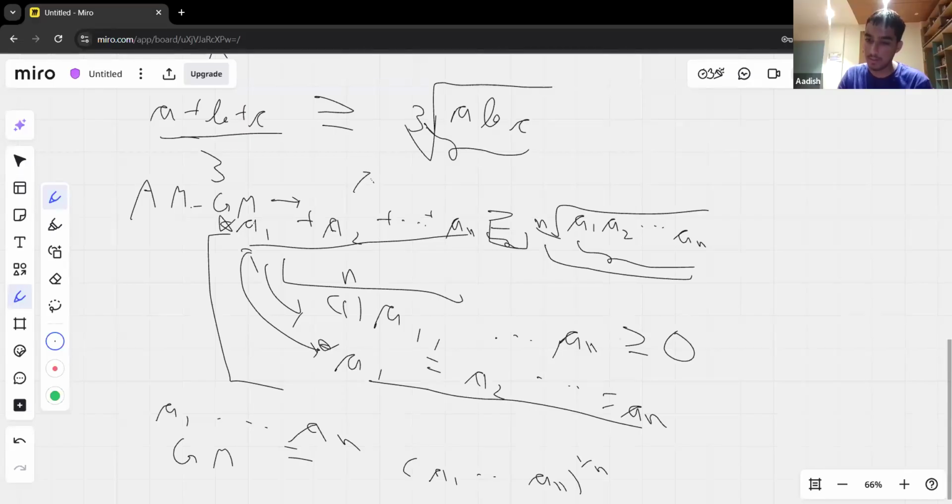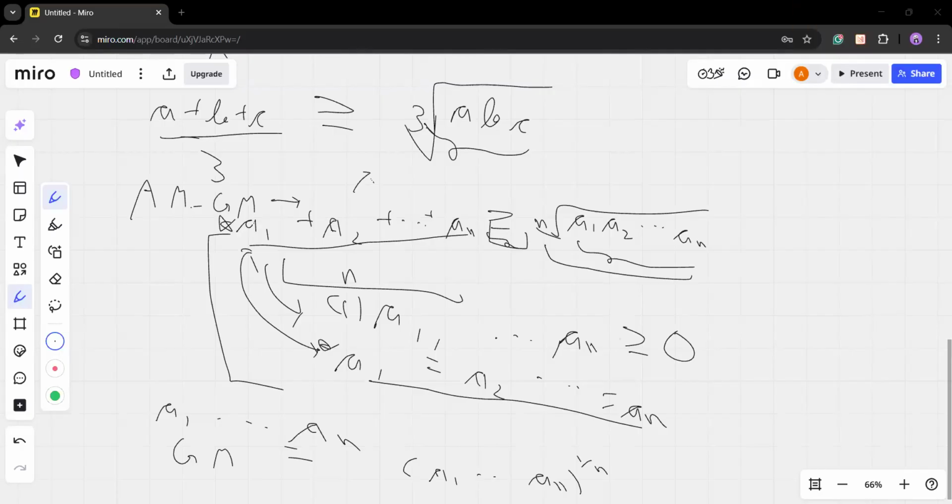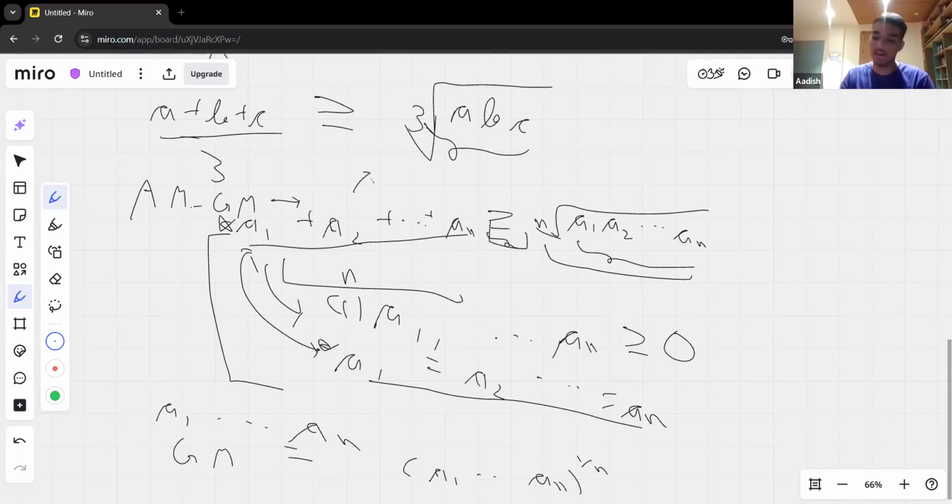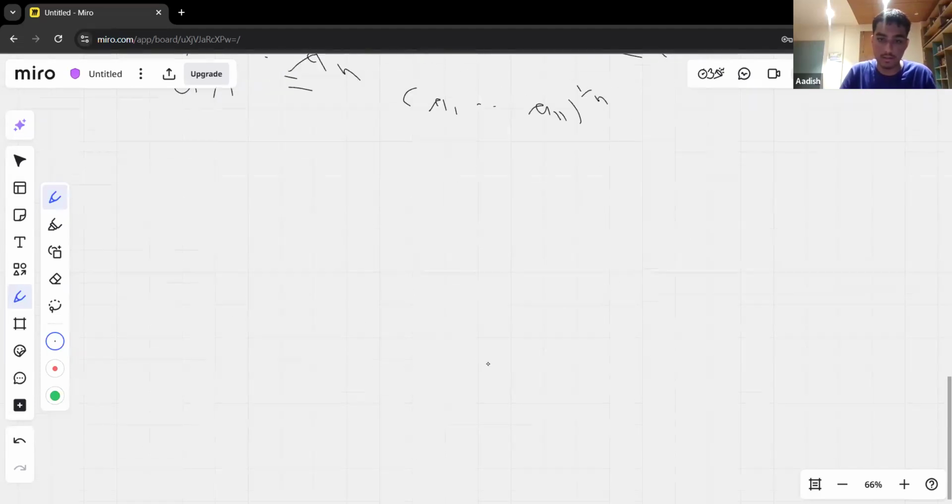Gaurav, is it clear? Oh, you don't understand why it's called geometric. Okay. I'll tell you why it's called geometric for two numbers, and for more than two, I don't know. So I'll just write this here. Let me scroll down a bit.